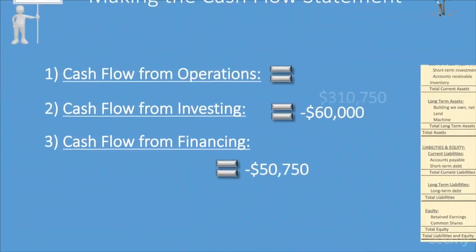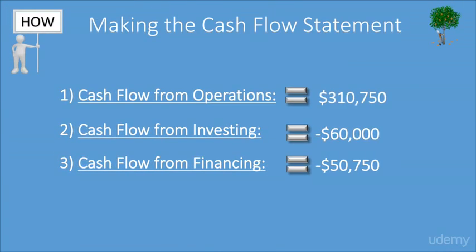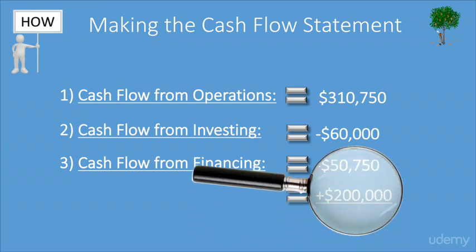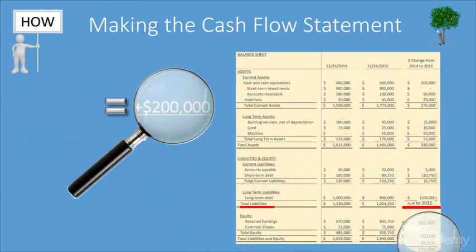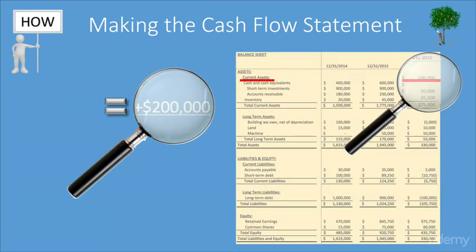Okay, cool. Now let's add these three items together. And what do we get? There you go. That explains the $200,000 increase in the cash balance. That explains the increase in the $200,000 in our cash balance from 2014 to 2015. Okay? And I'll show you what that looks like on the balance sheet. Right? So there you go. $200,000. That explains the difference.